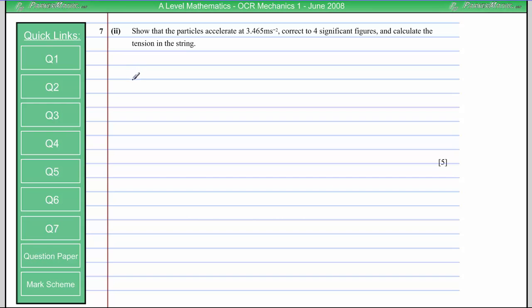In part 2 we need to show that the particles accelerate at 3.465 meters per second squared, correct to 4 significant figures. We also need to calculate the tension in the string. This time I'm going to draw my diagram of the whole system. The benefits to working with the whole system in one go are that you can ignore any internal forces.